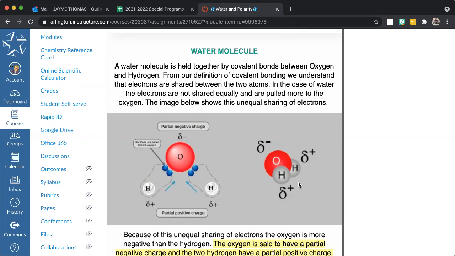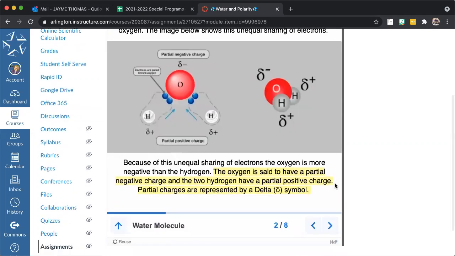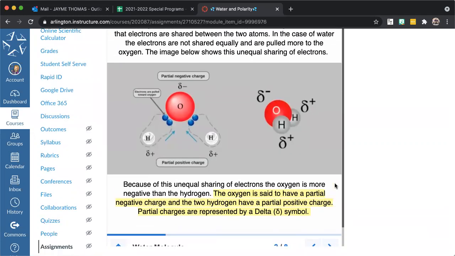It's important that we know the oxygen is partially negative and the hydrogens are partially positive, because that is what allows water molecules to interact with each other. When you get a lot of water molecules close together, they line up so that the hydrogen on one water molecule is near the oxygen on another, because the partial positive from the hydrogen is attracted to the partial negative charge on the other water molecule.